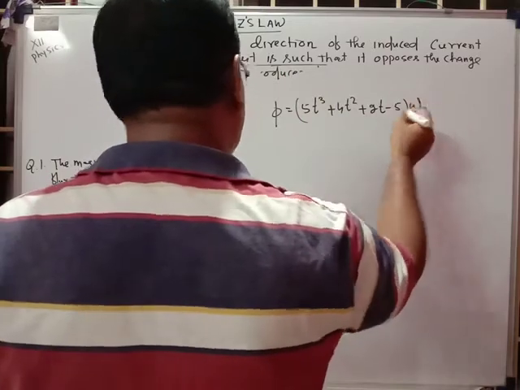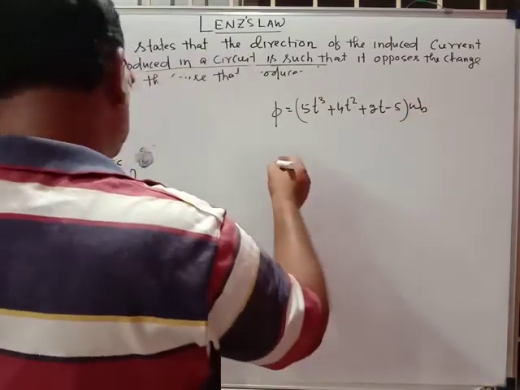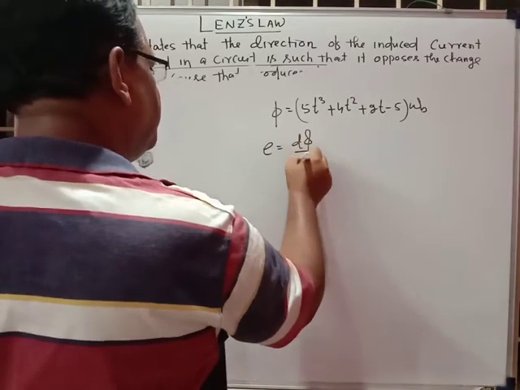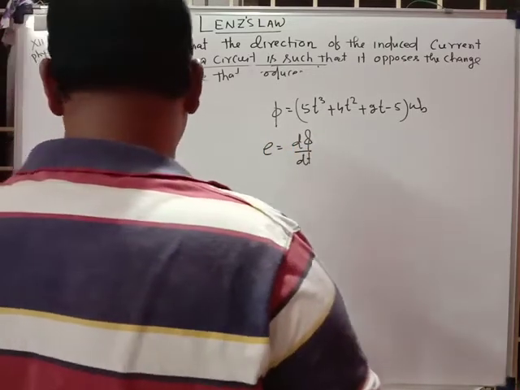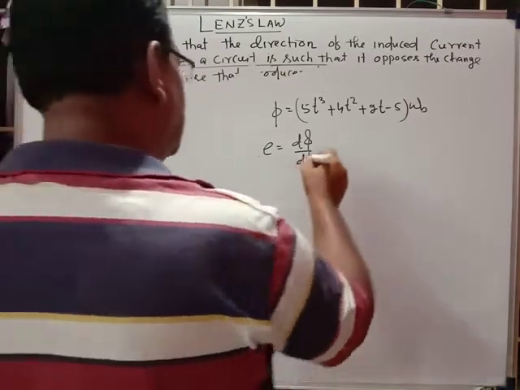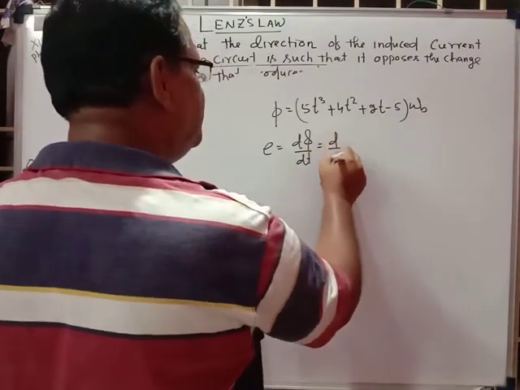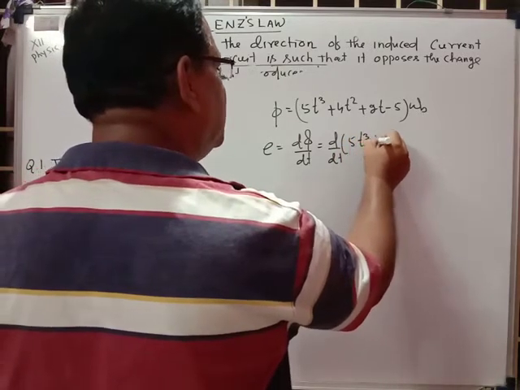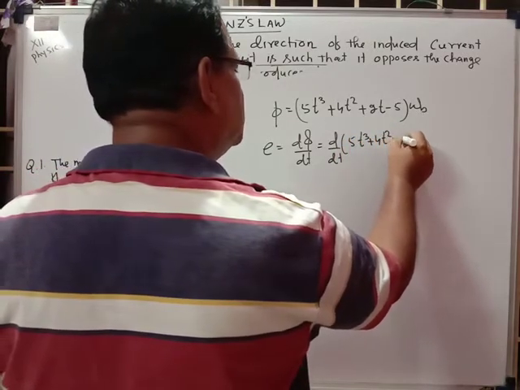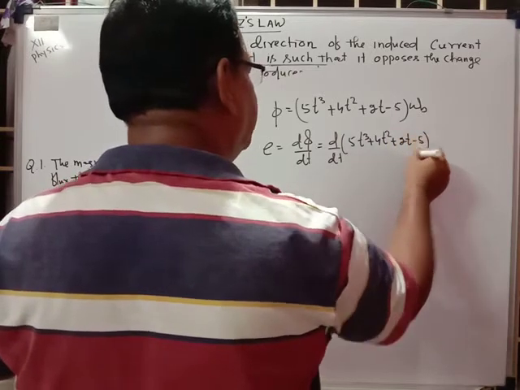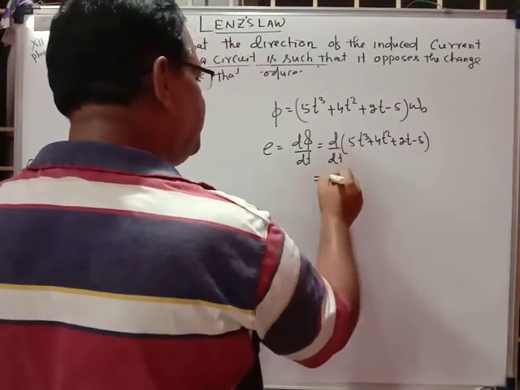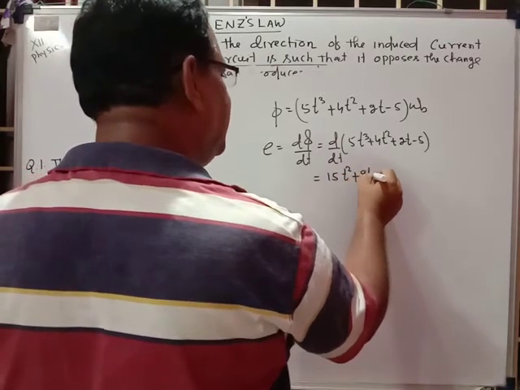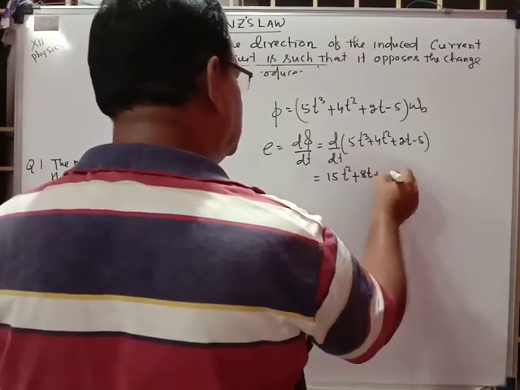It is given here. So what will be the induced EMF? The induced EMF E equal to d phi by dt, and this is equal to d by dt of 5t cube plus 4t square plus 2t minus 5. So this will be equal to 15t square plus 8t plus 2, that is E.